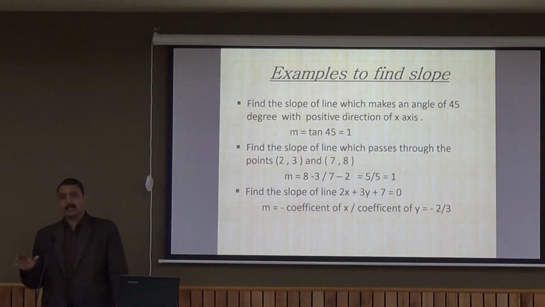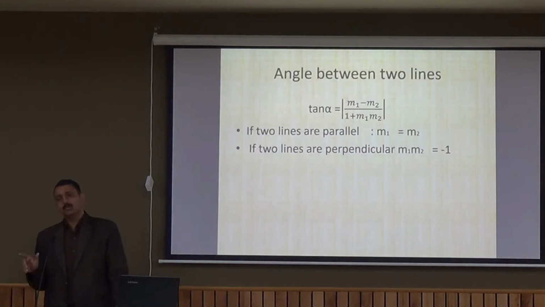Now it can also be the condition, find the slope of a given line. What is the line? 2x plus 3y plus 7 is equal to 0. In this case we are not having theta, we are not having 2 points, we are having only the line. So we go on to the third method. What is that? m is equal to minus coefficient of x upon coefficient of y. What is the coefficient of x? Coefficient of x is 2 and the coefficient of y is 3. So m is equal to minus 2 by 3.